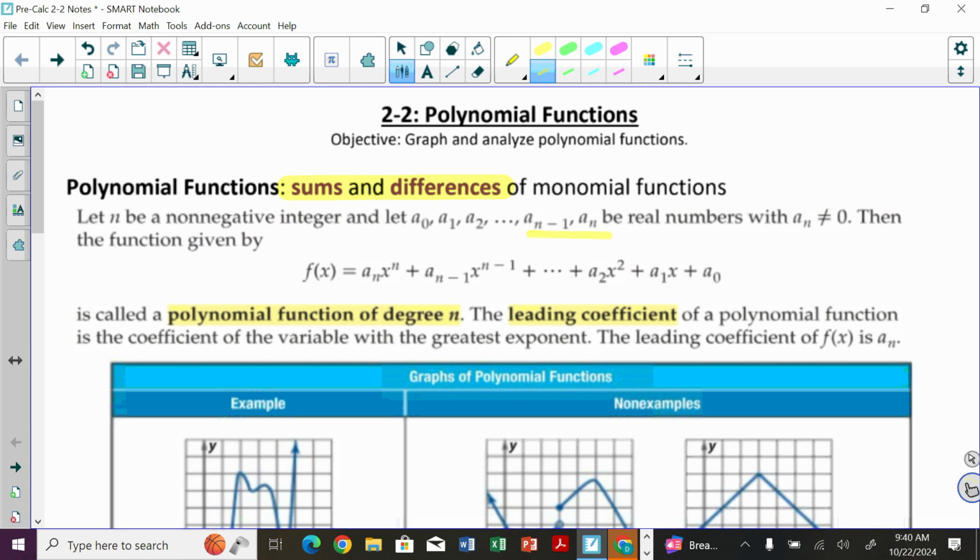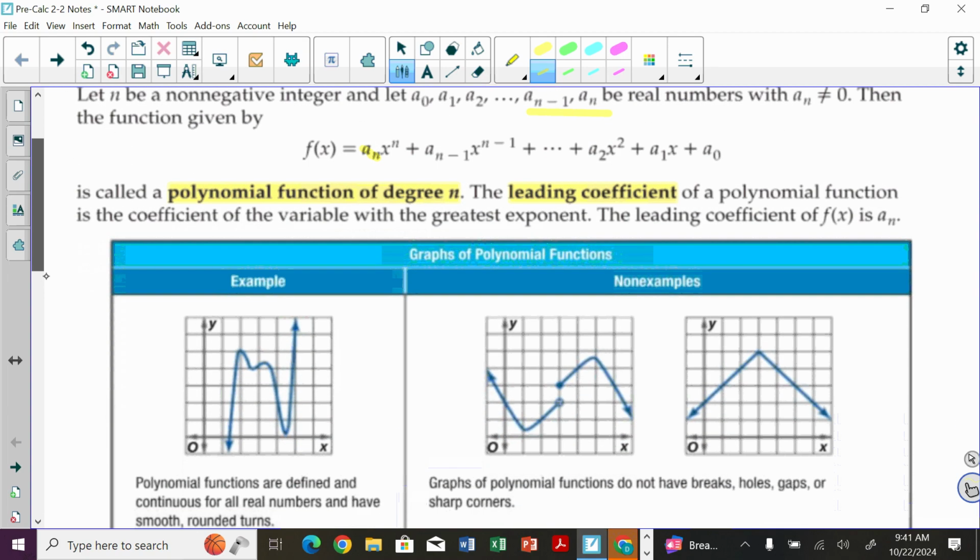Okay, so it's a lot of stuff. Basically, you're adding and subtracting different monomial functions. So this is called a polynomial function of degree n. And the leading coefficient is the one with the variable with the greatest exponent. So in this example here, our leading coefficient is a sub n, I think, since it's got the greatest exponent. It's a little easier to see and understand with regular numbers.